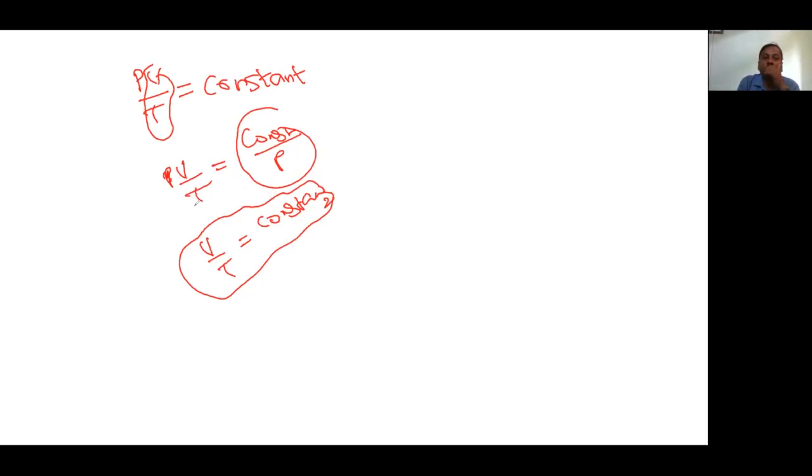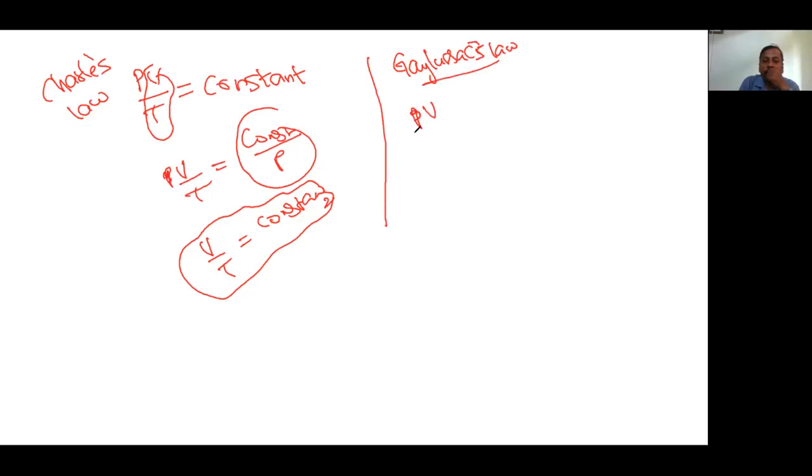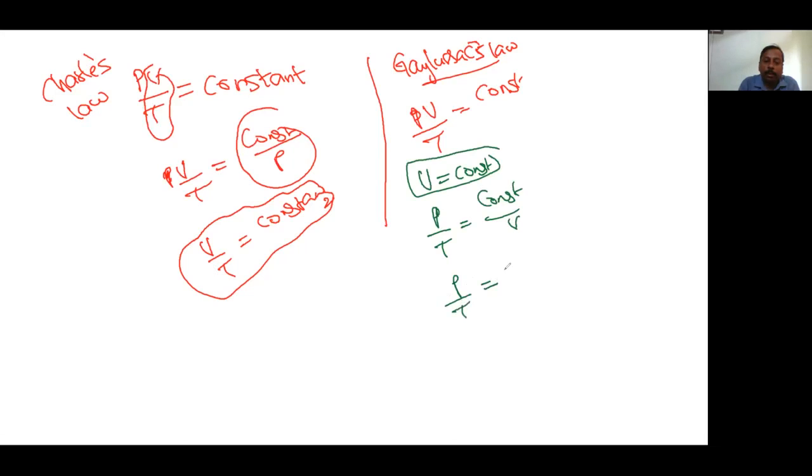Now let's prove the third law, the Gay-Lussac's law, which is pressure by temperature. In the combined gas equation, PV by T is equal to constant, and additionally we keep volume constant. Then P by T is equal to constant by volume. So P by T is a constant by another constant, so P by T is also constant. So Gay-Lussac's law is also derived.